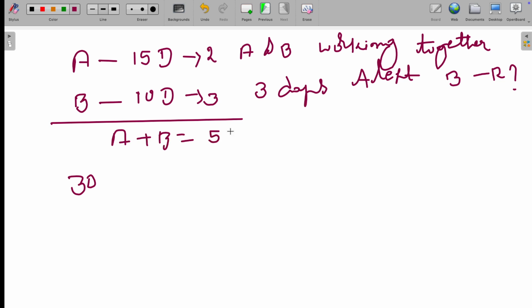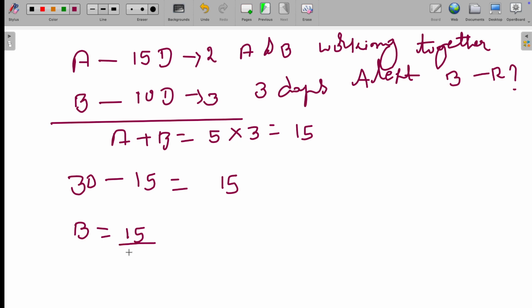How many days are they working together? 3 days, which means 15 parts of work are over. Out of 30, 15 parts of work are over. Now the remaining 15 parts of work are pending. In that situation, A left. Now this 15 parts of work, who will do? B will do. I will give that 15 parts to B, but B's capacity is every day 3 parts. Then how many days will B take? 5 days. So your answer will be 5 days.